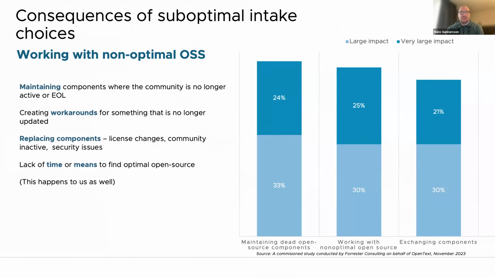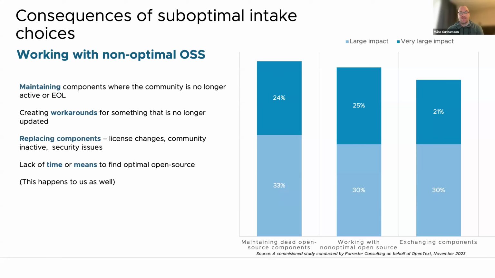Moving on to the next area of negative impact, which is working with non-optimal open source. Over half of the respondents said that they see a large negative impact from the direct consequences of making incorrect choices during intake, where those choices are made due to not having the time and or opportunity to properly research the existing components and according to policy viable components.